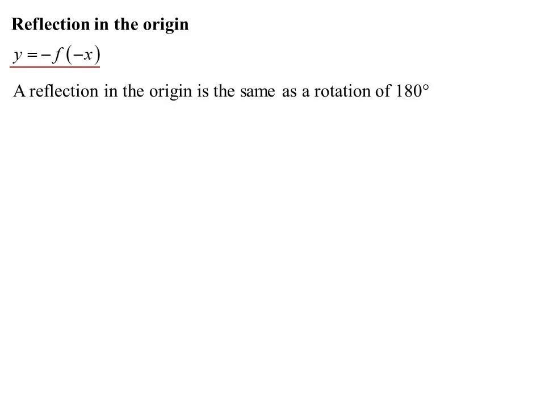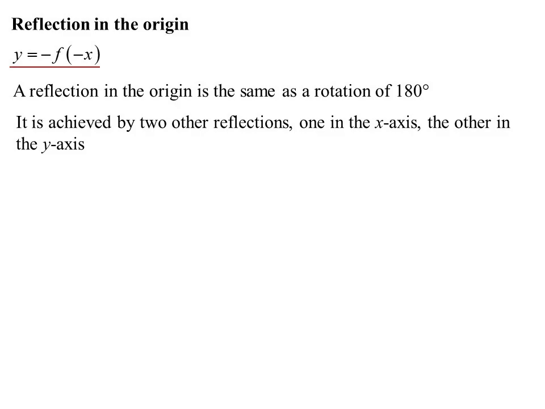Reflection in the origin, or another way of putting that, rotation. That's what rotation is. That's when you make them both negative. So it becomes y equals negative function of negative x. That becomes rotation of 180 degrees. Now you might recognize this, y equals negative function negative x. That is our definition for an odd function. And odd functions are the ones that have rotational symmetry. How do we get it? It's those two reflections, one in the x-axis, one in the y-axis.